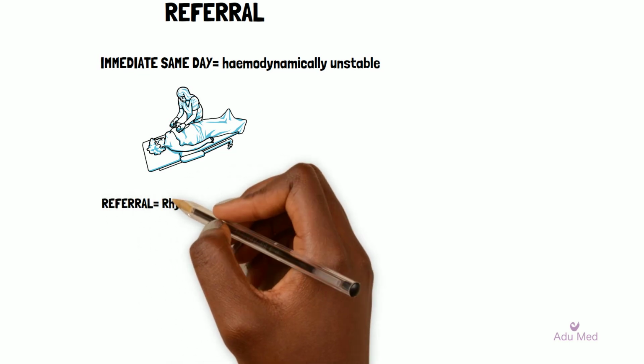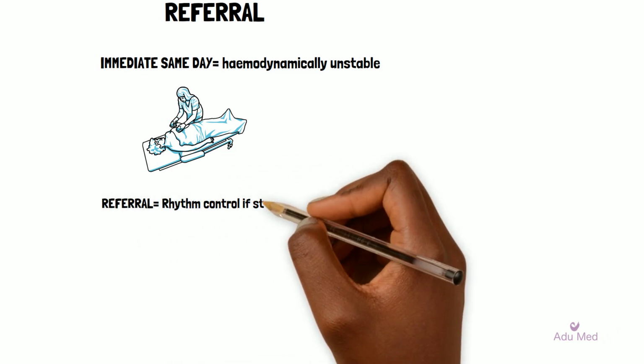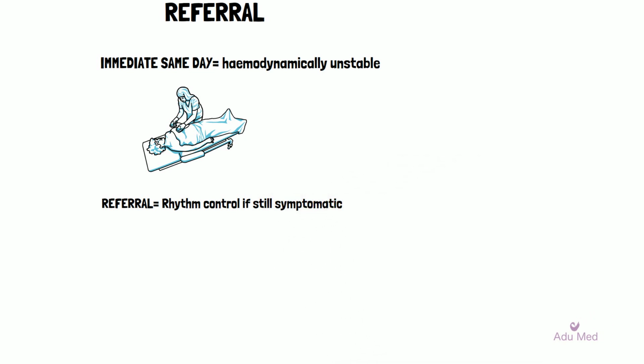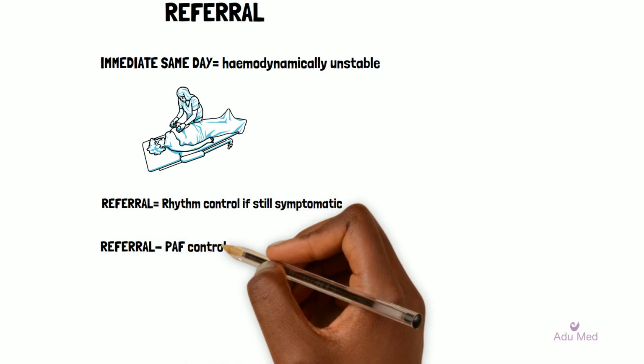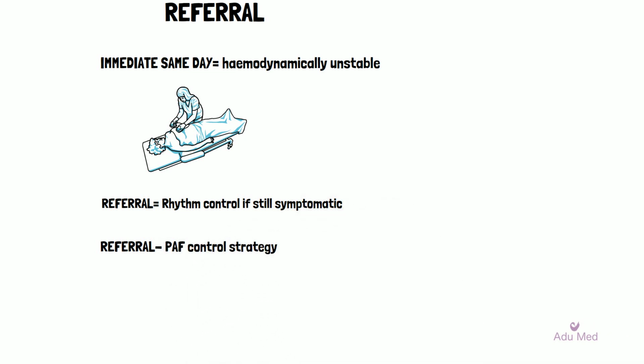A routine referral can be done for rhythm control if, despite second-line management, the patient is still symptomatic or there is suspicion of structural or functional heart disease. We can refer to secondary care in cases such as paroxysmal AF so that a decision can be made on control strategy.